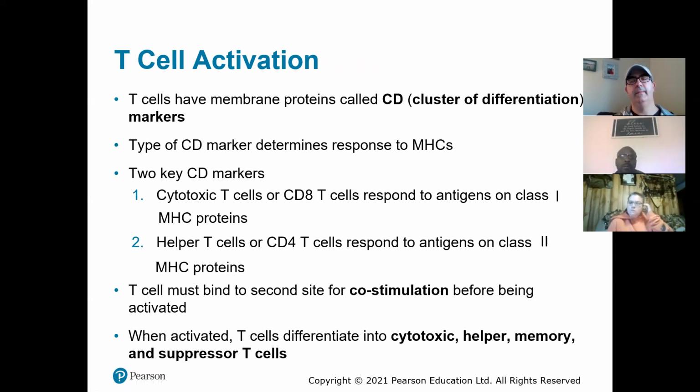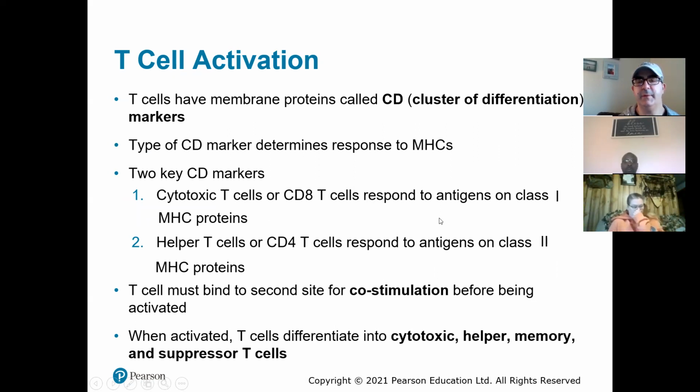Okay. There are different types of T cells. There's basically a couple types that you need to know about. The way that they are divided is basically by what is on the outside of those T cells. There are cytotoxic T cells and helper T cells. Cytotoxic T cells are sometimes called CD8. Helper are called CD4. Okay, and that's basically just what the markers are on the outside of the T cells themselves.